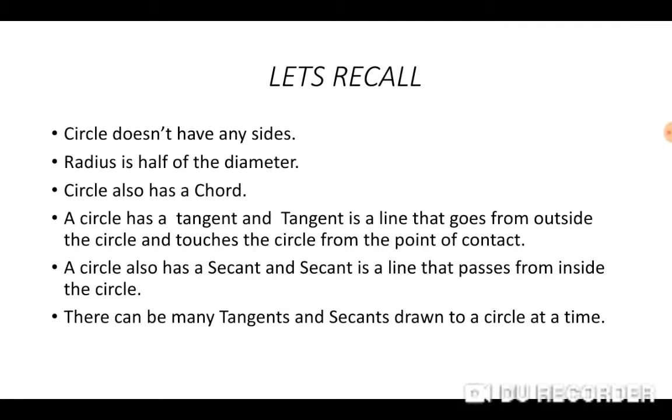Okay, so let's recall now. First, a circle doesn't have any sides. Second, radius is half of the diameter. Third, a circle also has a chord. Fourth, a circle has a tangent, and a tangent is a line that goes from outside the circle and touches the circle at the point of contact. Fifth, a circle also has a secant, and a secant is a line that passes through the inside of the circle. Last but not the least, there can be many tangents and secants drawn to a circle at a time.